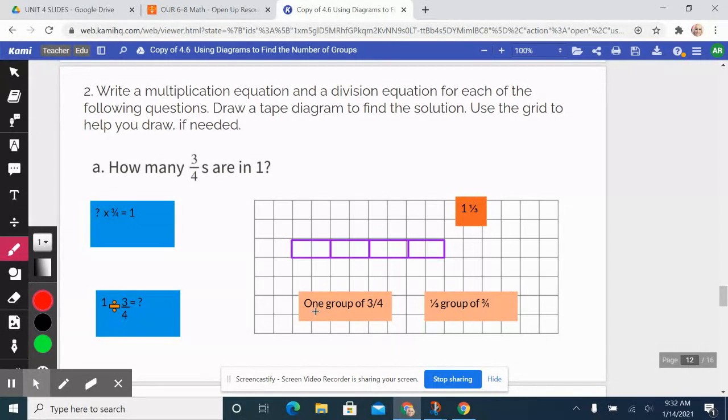Okay, so what's going on here is this is 1/4. This is 1/4. This is 1/4. And that makes up 3/4. So this here is the one group of 3/4. Okay, so that is what you'll write on A. And that is going to be what you'll draw. So you'll draw the purple, and anything I'm writing in red, you should be writing down.